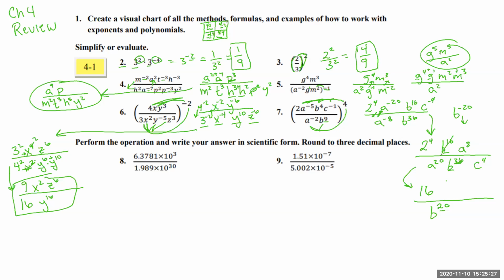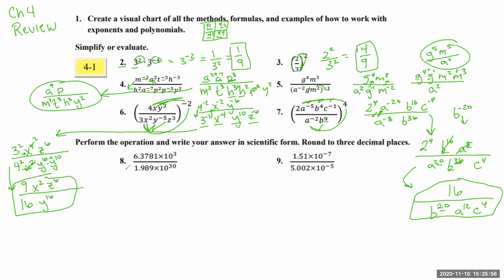Same kind of goes for a, because we have more on the bottom than we do on the top. If we do 20 minus 8, it leaves us with 12. And that 12 is going to be in the bottom because a to the 8th will just cancel. And then c to the 4th stays on the bottom. So really our answer is 16 and then b to the 20th, a to the 12th, and c to the 4th. So there's our answer for number 7.